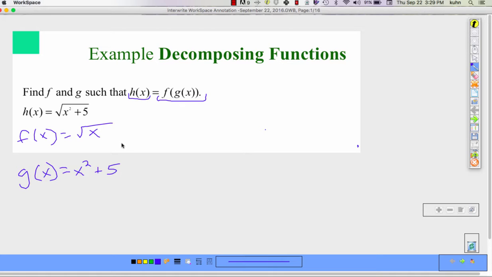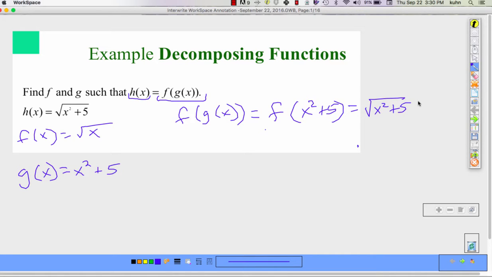Because now, if I was to do f of g of x, that would tell me to do f of, okay, I created x squared plus 5 for the square root of x. So instead of the square root of x, I will substitute my x squared plus 5 in there, and I get what I started with. So this would be one solution to this problem.